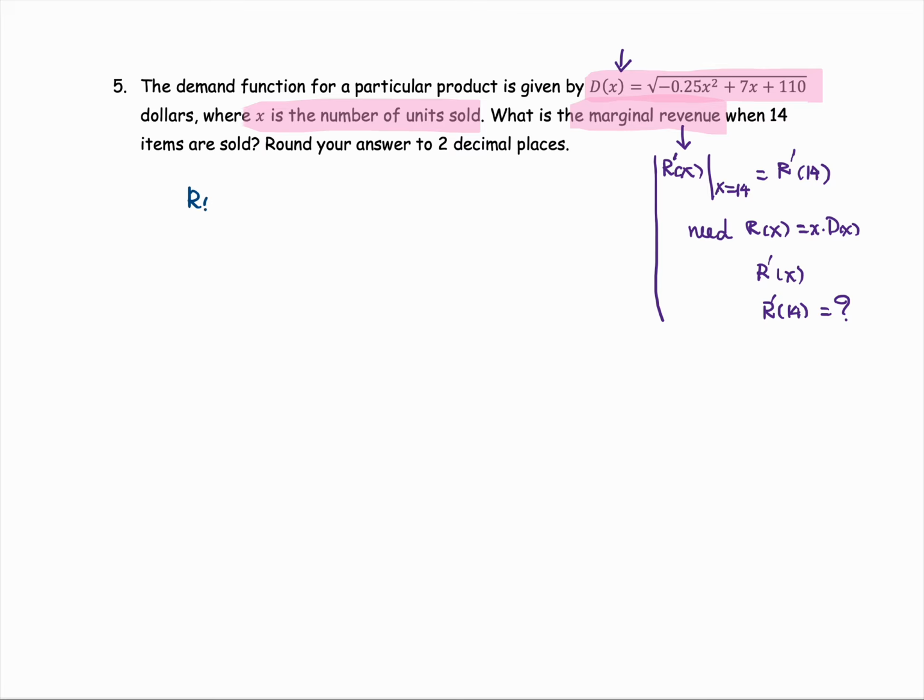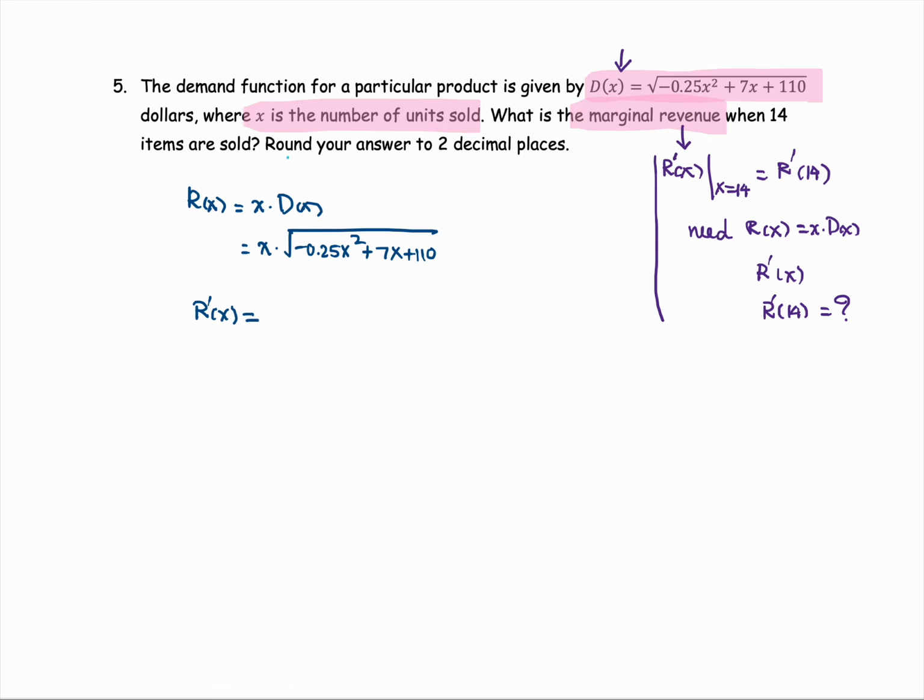Since R(x), or the revenue function, is the product of x and the demand function, we get R(x), or the revenue function, as x multiplied by the square root of negative 0.25x squared plus 7x plus 110. After we get the revenue function, next we're going to find R prime, or the derivative of the revenue function.